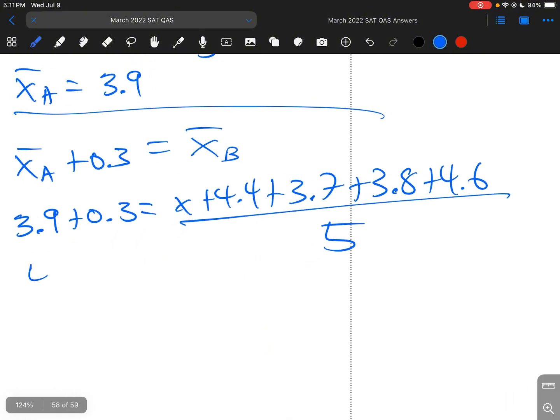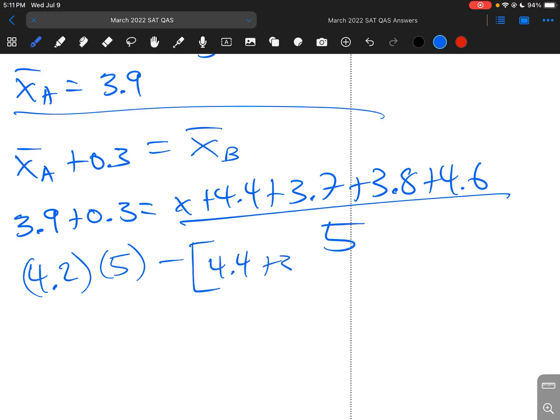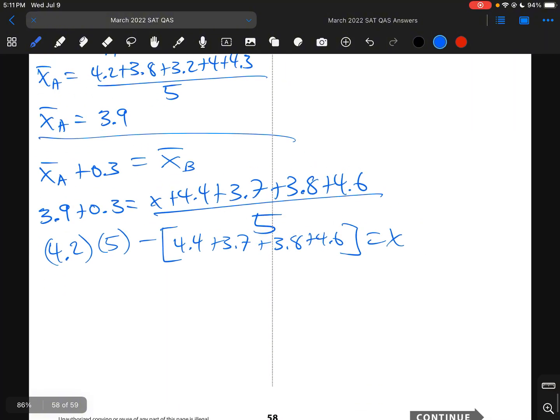So solving for this, you get 4.2 times 5 minus everything up there is equal to x. And solving for this, you get x is equal to 4.5.